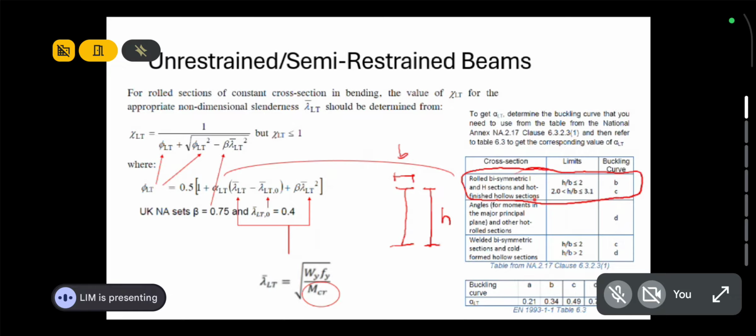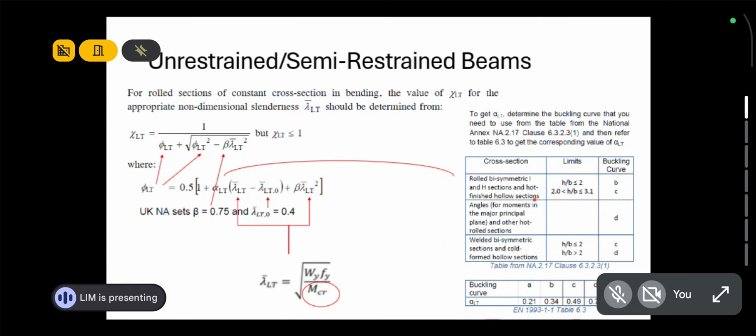So if your beam is not that high, so if the height versus the width is not that great, less than 2, then you use B. If it's greater than 2 but less than 3.1, then you use C. Okay. Once you decided whether it's B or C, then you go to the table below.